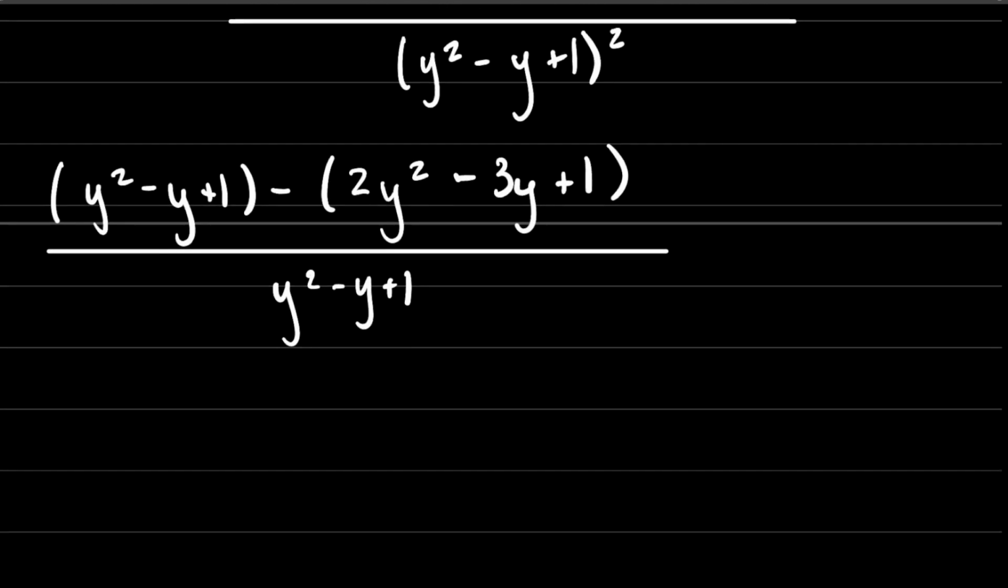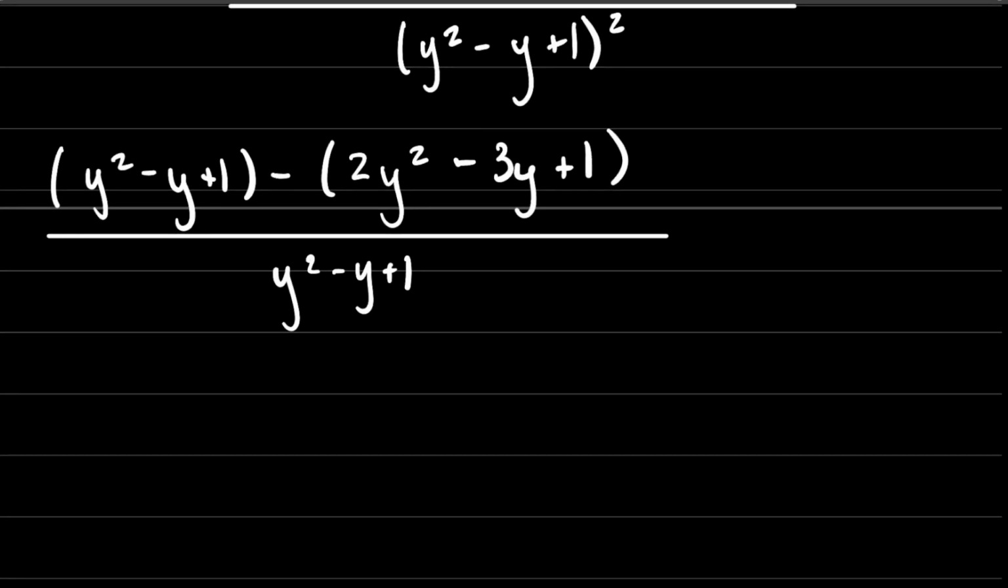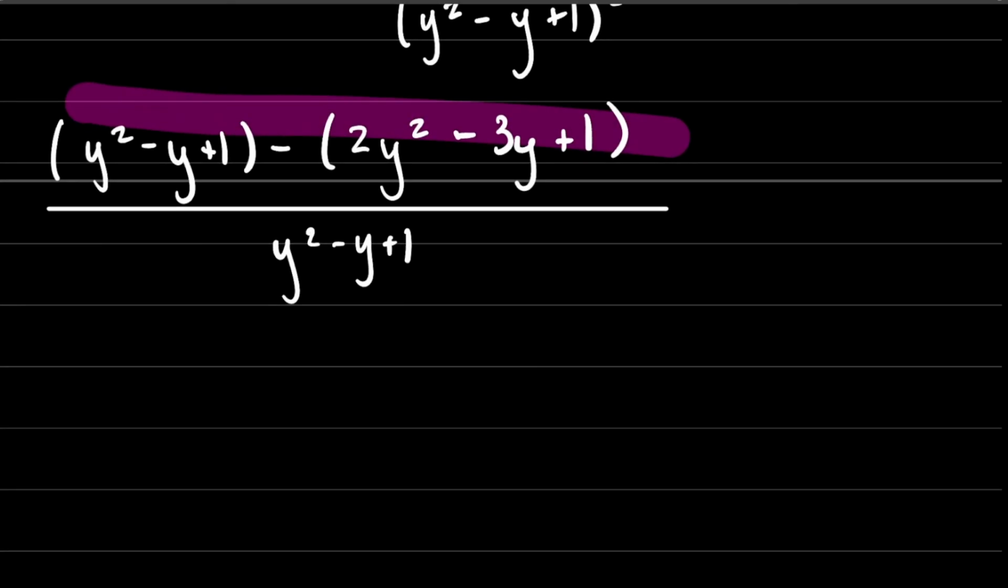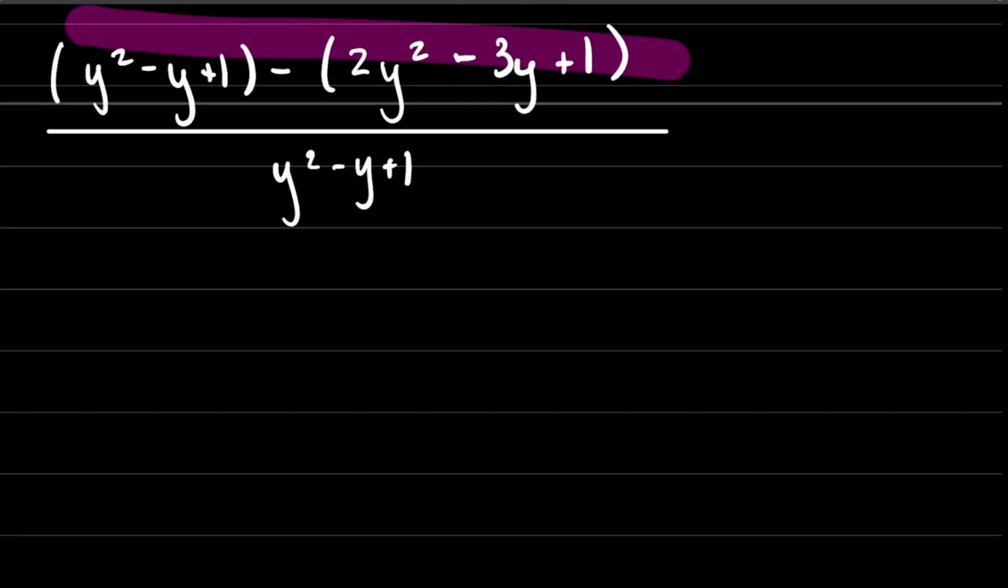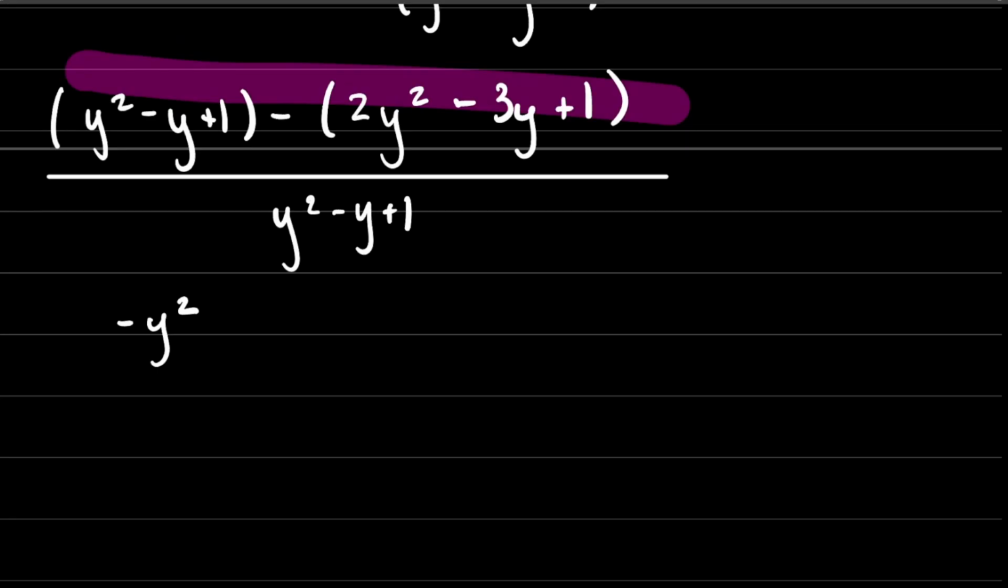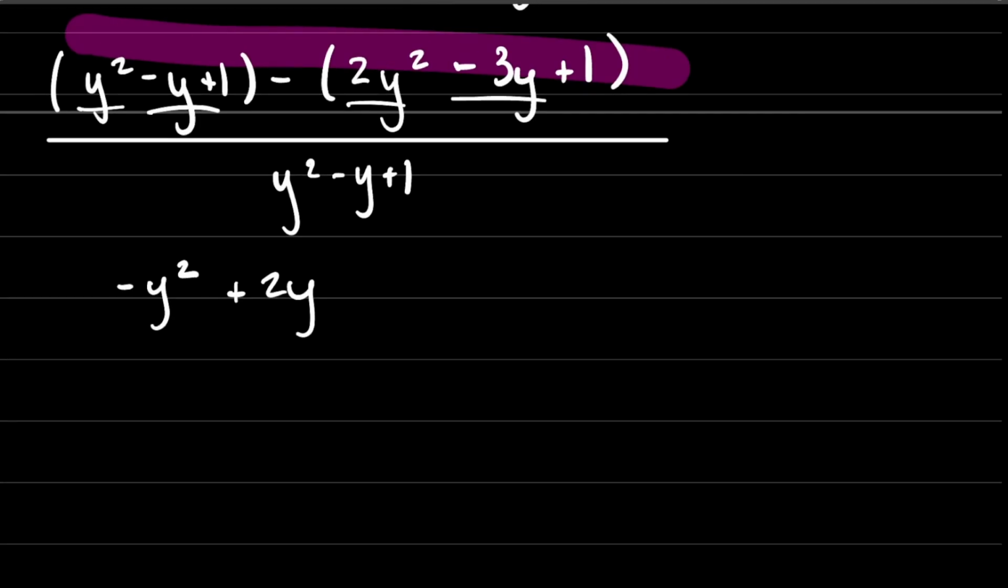And then we group terms up top here. So we can say negative y squared, because we combine this term and this term, plus 2y, because we combine this term and this term, and these ones cancel out. So we have negative y squared plus 2y all over y squared minus y plus 1 squared.